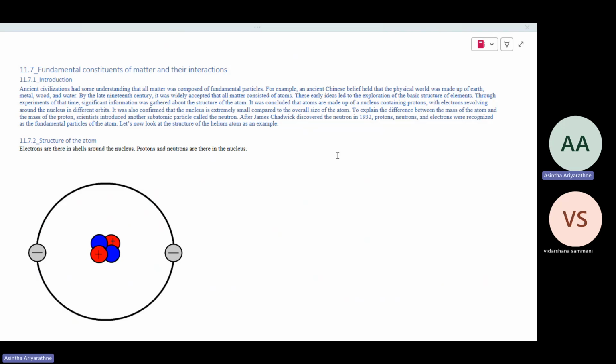Right? Then by the late 19th century, people believed that all matter consists of atoms. As we discussed above, this is the atomic structure: a closely packed nucleus in the middle and electrons floating around the nucleus.